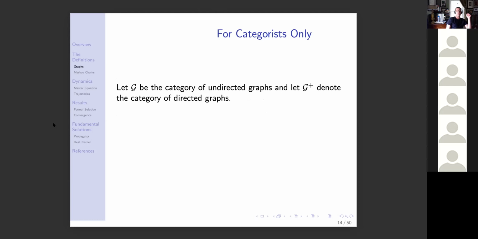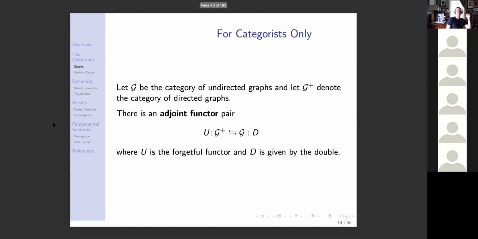If we have the category of undirected graphs, let's call it G, and let G plus denote the category of directed graphs, then you have an adjoint functor pair. If you don't know what this means, just close your ears. The functor from left to right assigns to a directed graph its underlying undirected graph. And the functor from right to left assigns to an undirected graph its double. And this is an adjoint functor pair where U is the left adjoint and D is the right adjoint. Again, just ignore this if it doesn't make sense to you. We're not going to use it really.